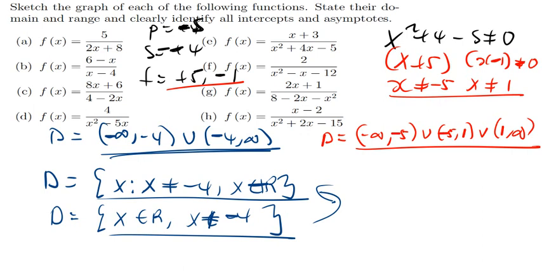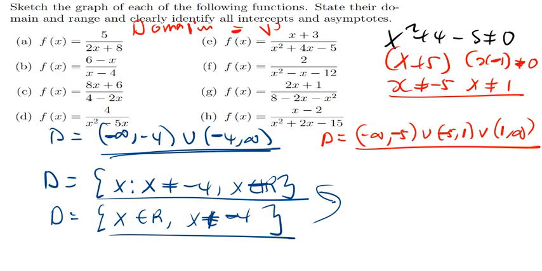Okay. Let's talk about the range. To cut the story short, let's not waste time here. If you know how to find the domain, then you know how to find the asymptote. The domain is basically the vertical asymptote. The range is the horizontal asymptote.